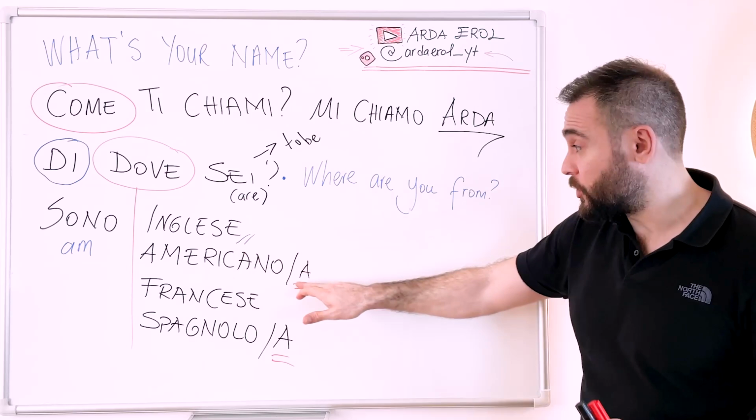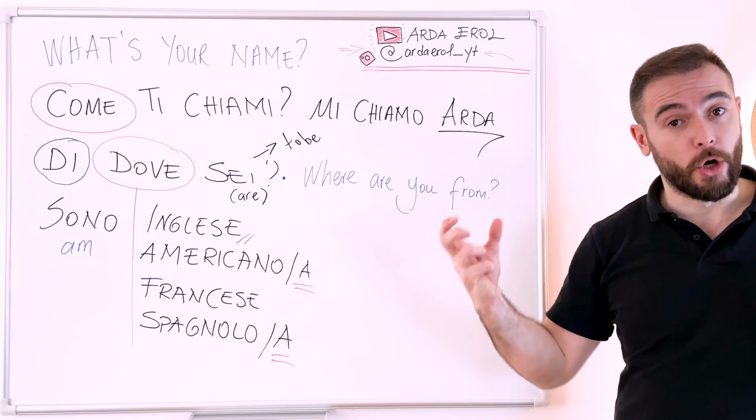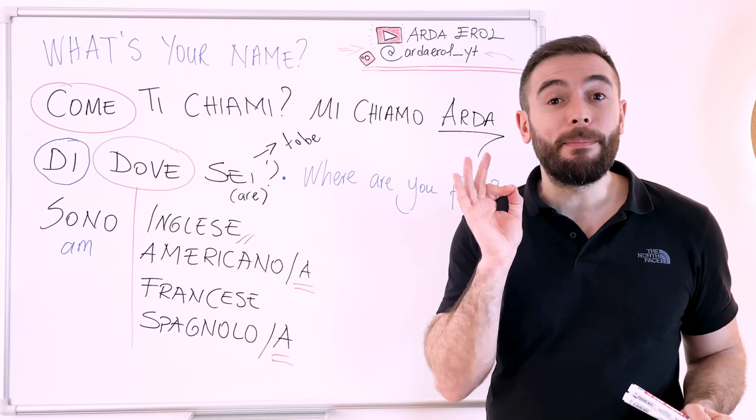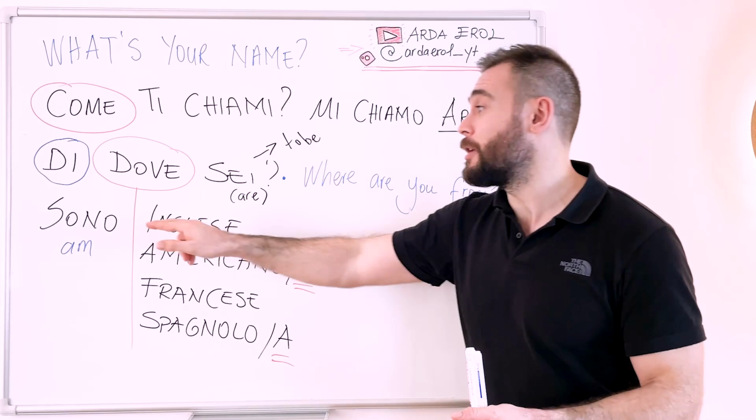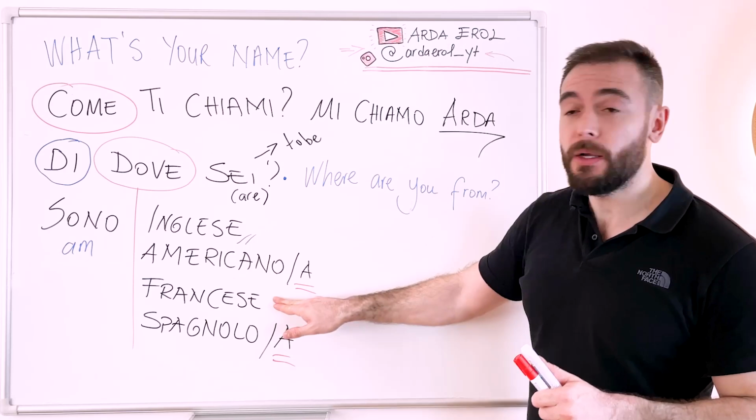Super quick tip. In Italian, adjectives change their terminations according to the gender and the number of the noun that they modify. So if you're a guy, you need to say sono americano. And if you're a female, then you need to say sono americana. This rule affects only the adjectives ending with O, all right? The adjectives ending with E don't really have to change according to the gender.